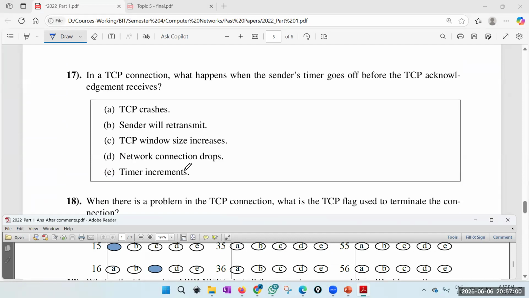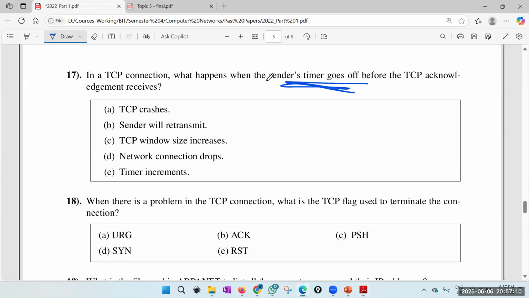In a TCP connection, what happens when the sender's timer goes off before the TCP acknowledgement is received? Sender's timer goes off means timeout. If it is timeout, TCP is supposed to resend the data, right? At least a few times, because that is the whole purpose of a TCP connection. You have sent it but haven't got the acknowledgement, then you resend it, because we discussed that. Sender will retransmit. B.